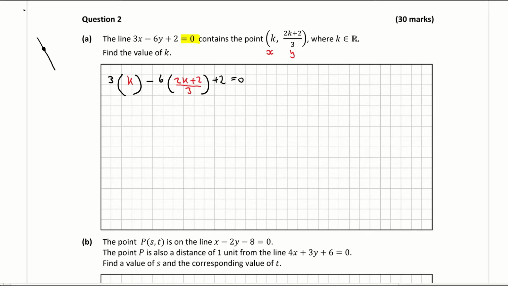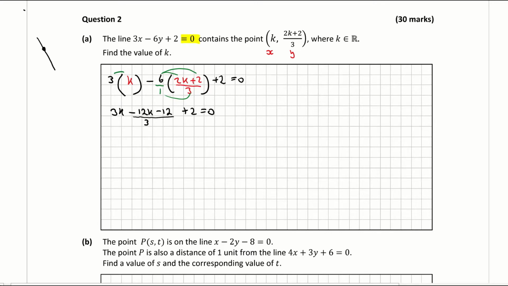So multiplying the 3 into the k gives me 3k. And then multiplying in this fraction, think of the 6 as being over 1. When I multiply fractions, it's top by top, bottom by bottom. So on the top, 6 times my 2k is minus 12k, and minus 6 times positive 2 gives me minus 12. So just watch the minus there. And on the bottom, I get 1 times 3, which is 3. Now the minus with that 6 either goes to the top or the bottom of the fraction, but not both. So just watch out for that. And then I add on my plus 2 equals 0.